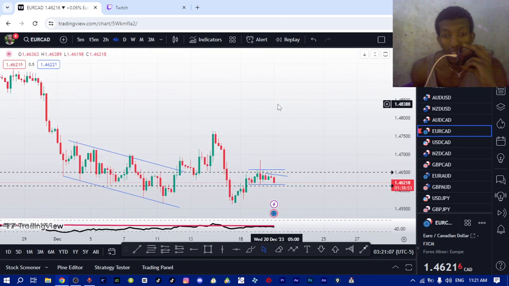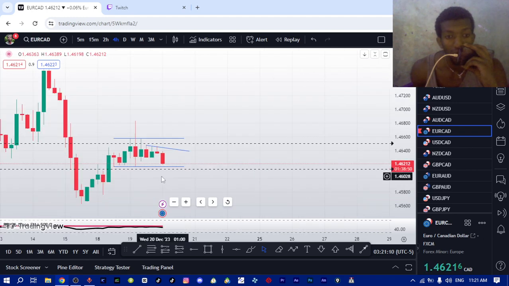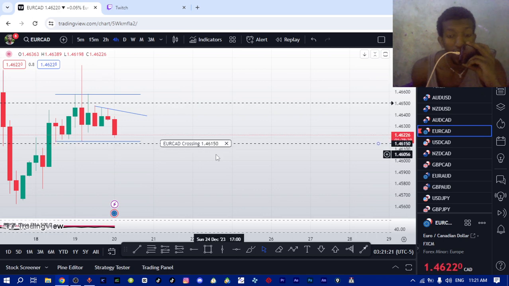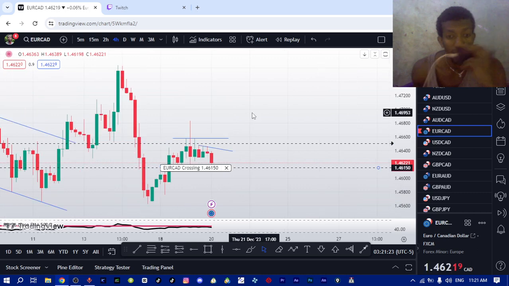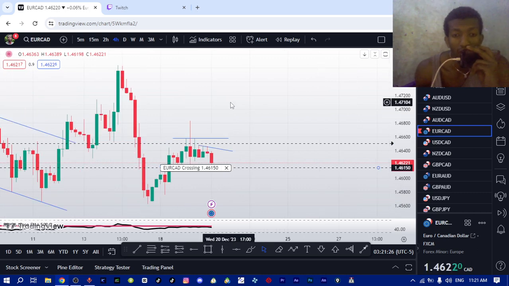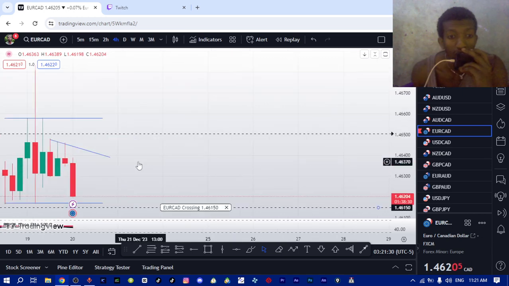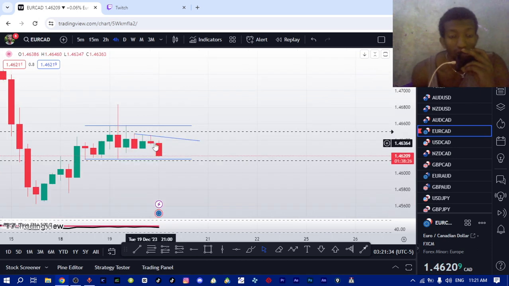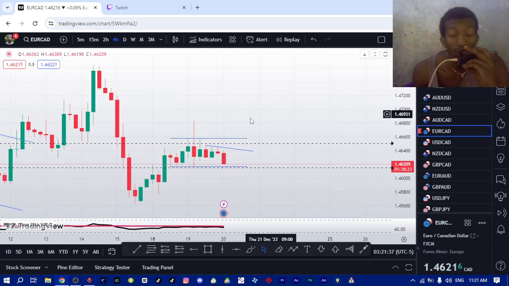All we want is a little bit, a little poke. If it pierces this line, we will be entering. I have placed an alarm right there so that it can tell us if the price has gone down or not. As you can see, this is a lot of consolidation. This consolidation could have a catastrophic effect.